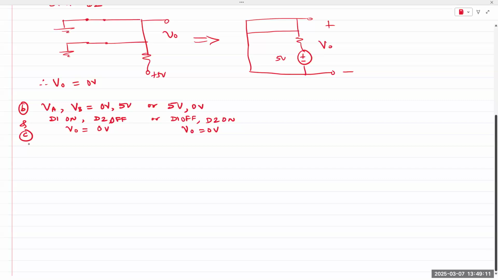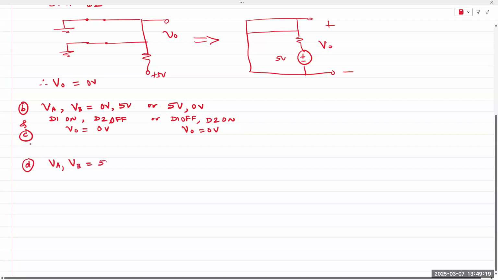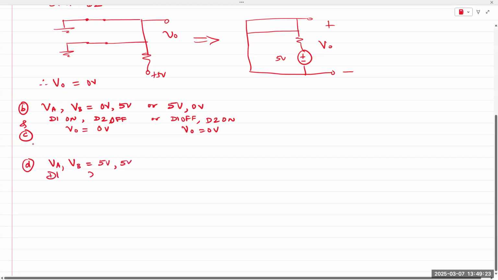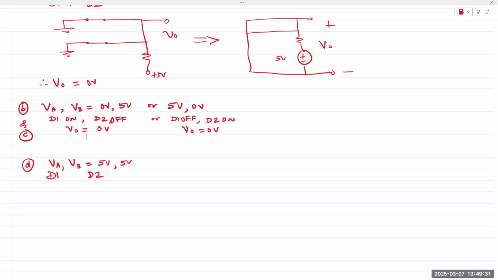Okay. How about when both inputs are connected to 5 volts? What is the state for D1 and D2? The anodes are connected to plus 5 volts. Now the cathodes are also at plus 5 volts. So the diodes are, show of hands for on, show of hands for off.